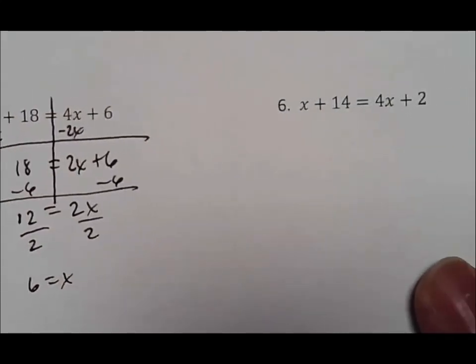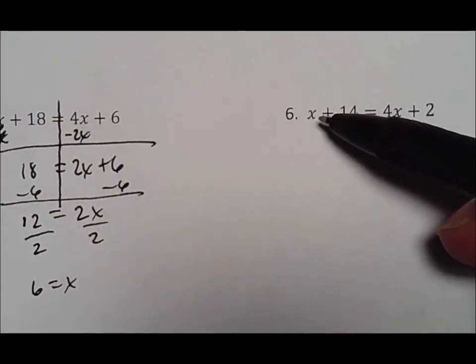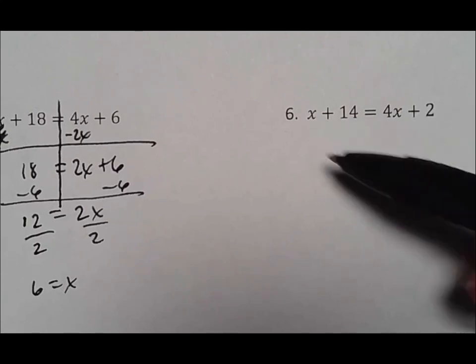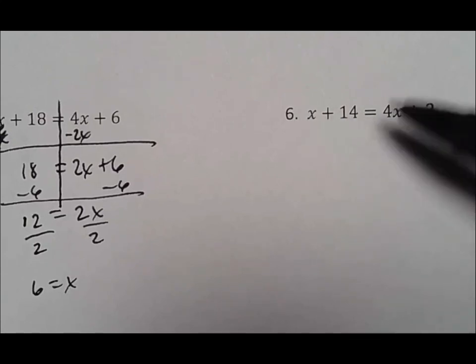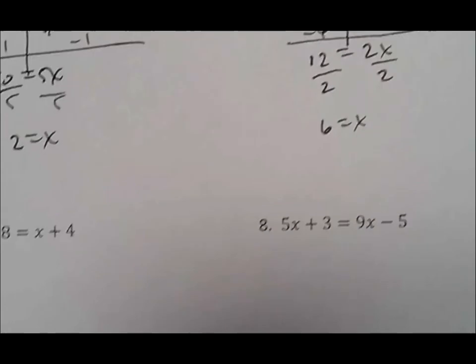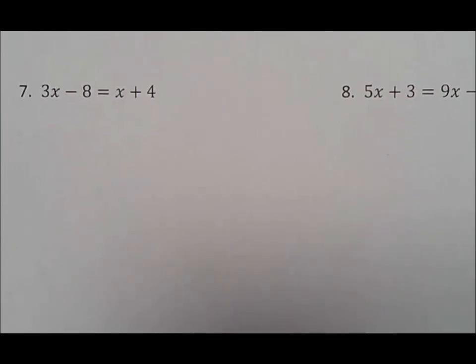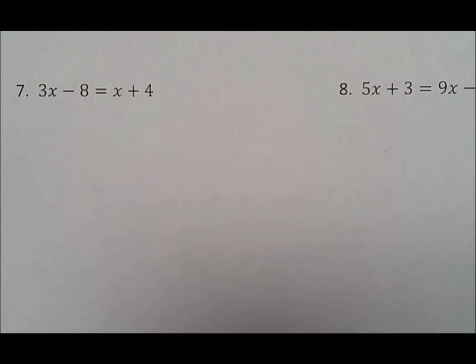Go ahead and do number 6. Don't forget when you move your x, that is a 1x. So 4 minus 1x, or 4 minus 1, is what you're looking at when you move that over there. But go ahead and do number 6. Pause the video and then resume it when you're ready. And then go ahead and do 7, 8, and 9.